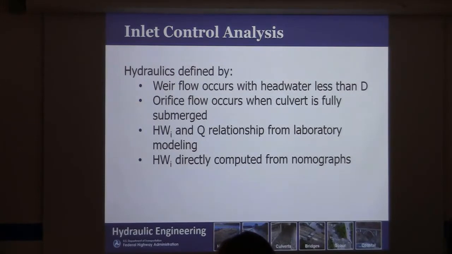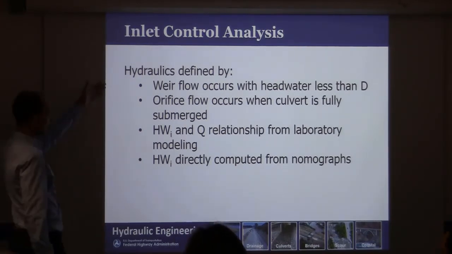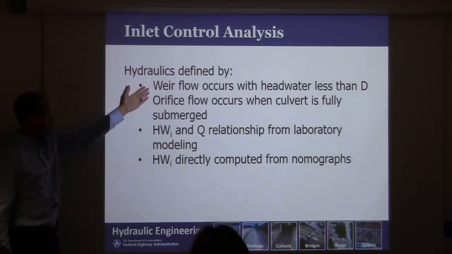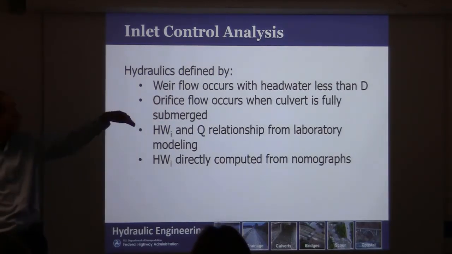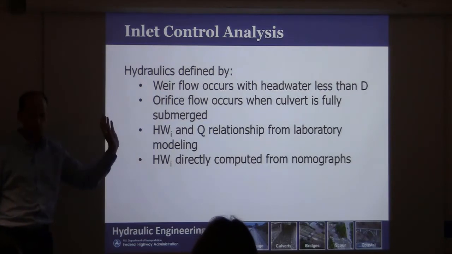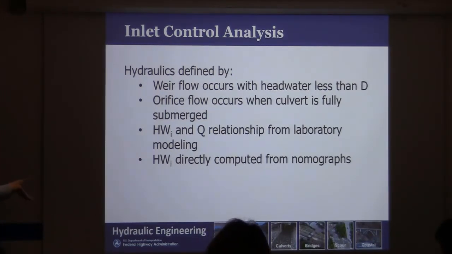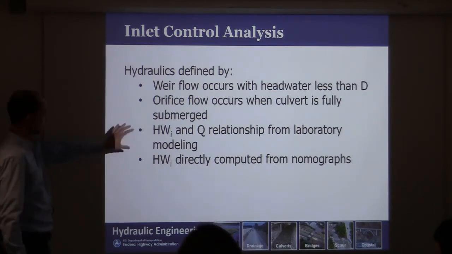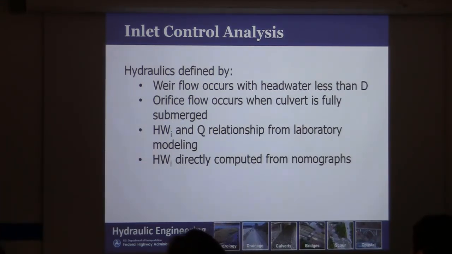So again, just some review. The inlet control analysis is used to calculate the inlet control headwater. Again, we use weir flow when our culvert is not submerged. It eventually transitions into orifice flow when our culvert becomes submerged. And so we use charts that build in the weir and orifice equations. Those were determined from laboratory experiments back in the day by the Bureau of Public Roads and others.